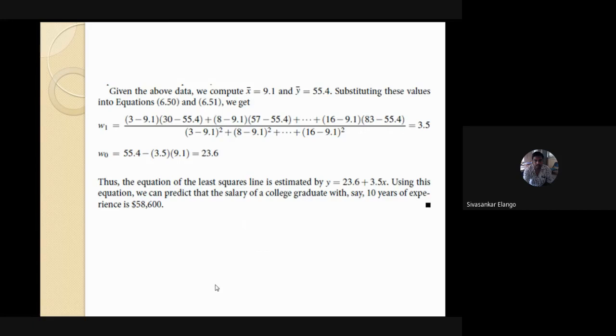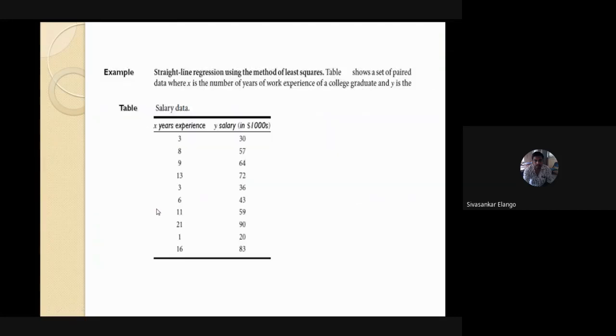So w0 is equal to y bar minus w1 into x bar. Once you have this equation, y is equal to 23.6 plus 3.5x, you get the values of w0 and w1. You can predict the salary for a college graduate with 10 years of experience. So I'm going to substitute 10 for x, and I'm going to predict that his salary will be around 58.6, which is going to be $58,600 and so on.